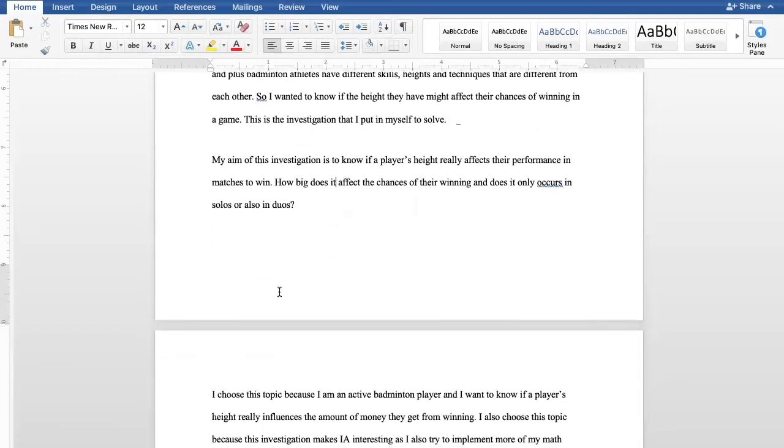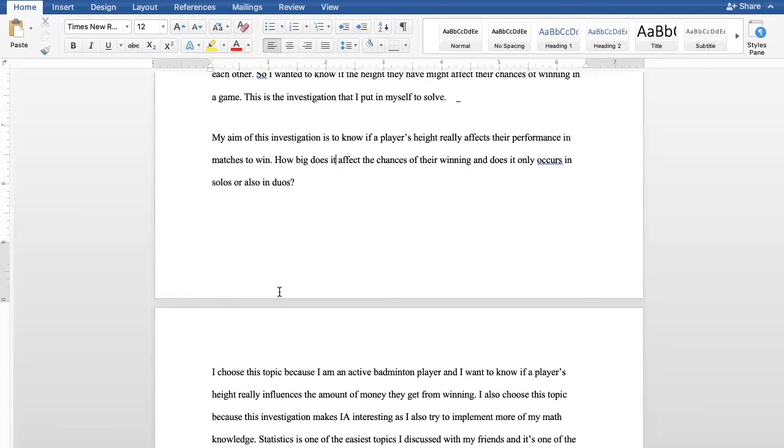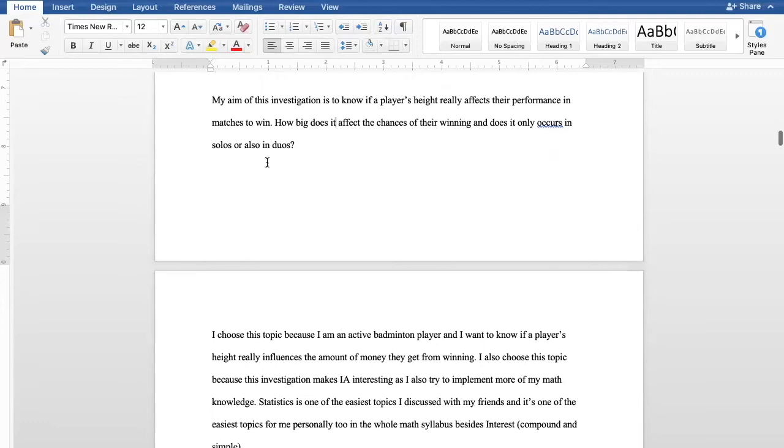Right, so you mentioned your aim. What is it that you want to achieve in this IA, rather than wanting to know whether height affects performance in winning? My aim is to really know if the height, no, really. That is your aim, but what is it that you want to achieve, what you want to develop throughout your IA exploration? Like in terms of maths, you mean? Yes. Okay, think about it, and let's go through some more, and hopefully you get some ideas.